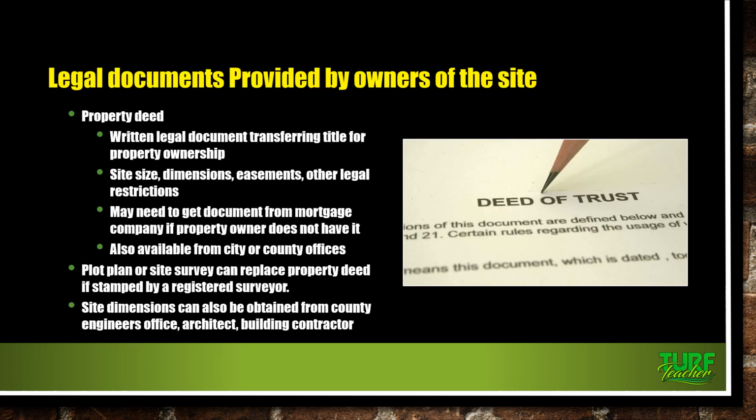Legal documents can be provided by the owners, such as a property deed, which is a written legal document transferring title. It'll give the site size, dimensions, easements, and other legal restrictions. You may need to get the document from the mortgage company if the property owner doesn't have it. It's also available from the city and county. The plot plan or site survey can replace the property deed if stamped by a registered surveyor. Again, more than likely they're going to have that.